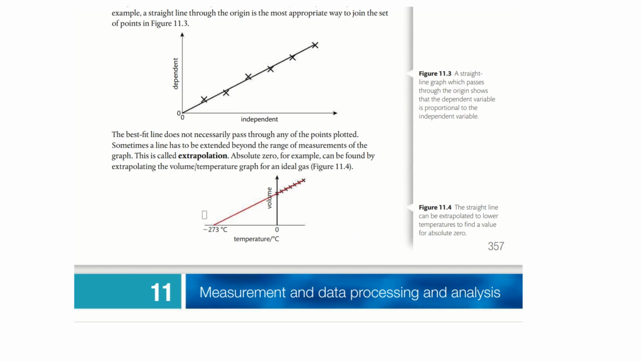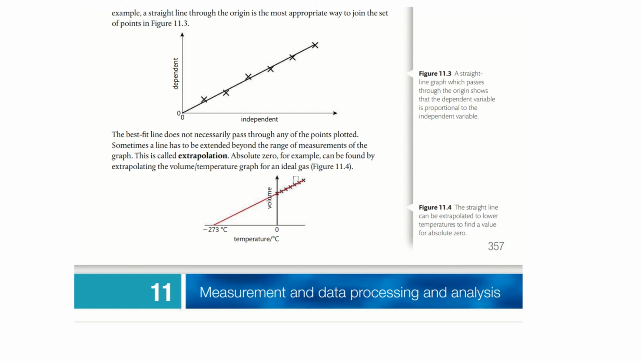This is an example of extrapolation. That means that most of my data is here, but then I need to extend the line beyond the measurements that I have. The best example to give for this one is when we're trying to find the absolute value. This is why the Kelvin is equal to the degrees Celsius plus 273, because it's an absolute 0. And we do this by the point of extrapolation.